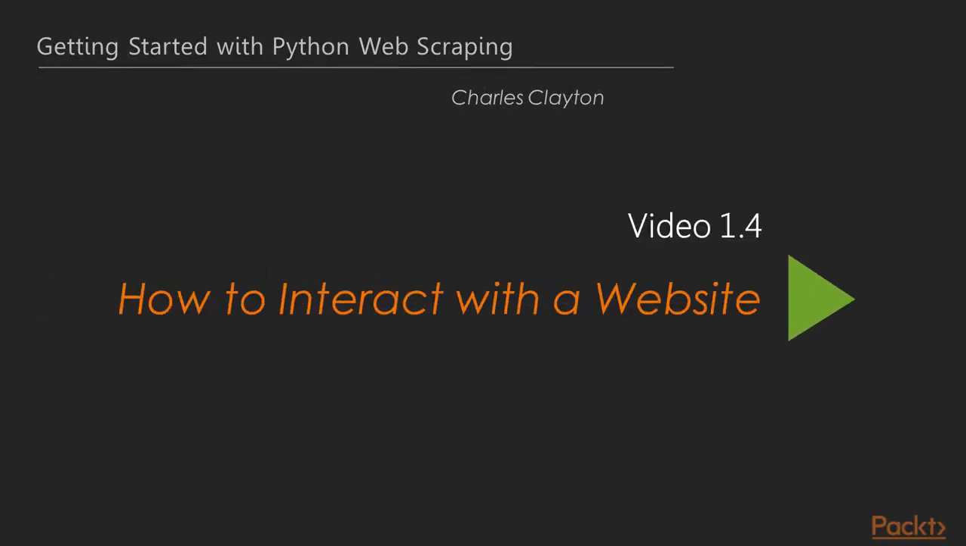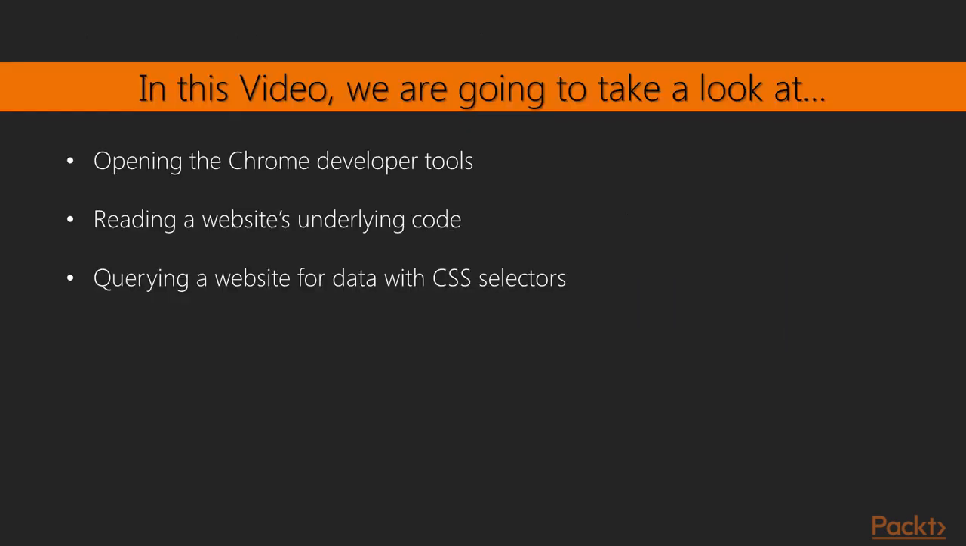In the previous video, we learned how to use CSS selectors to select tags containing the data we are interested in. In this video, we're going to learn how to look at an actual website's code and develop our own selectors to interact with the website and select data from it. To do this, we'll first learn how to use a browser's developer tools.